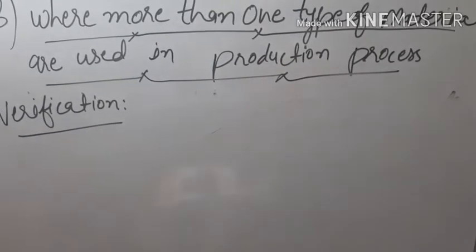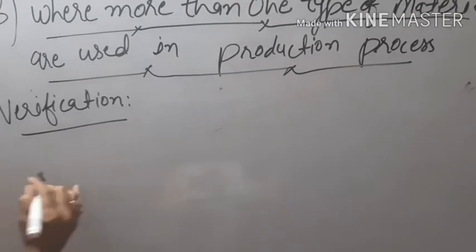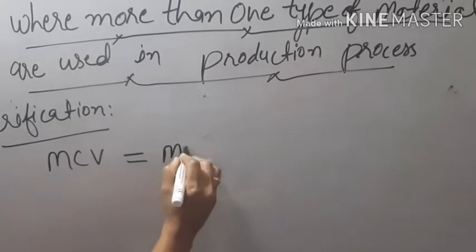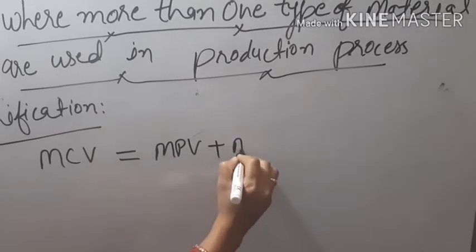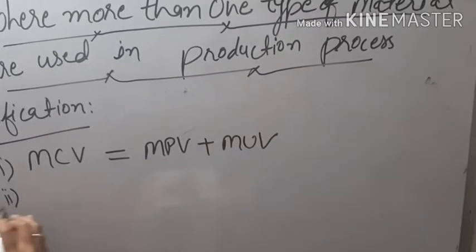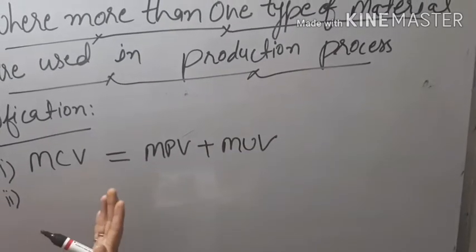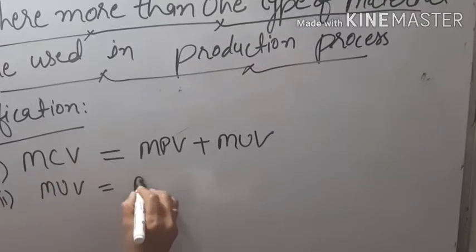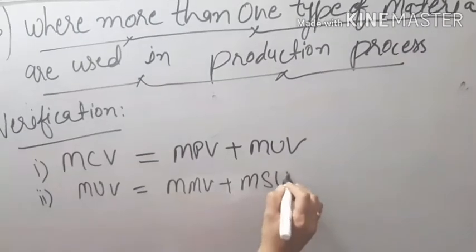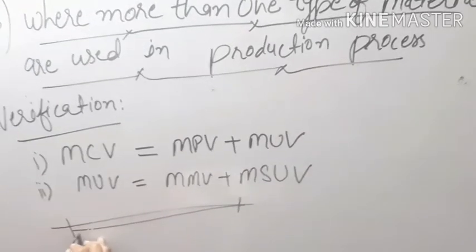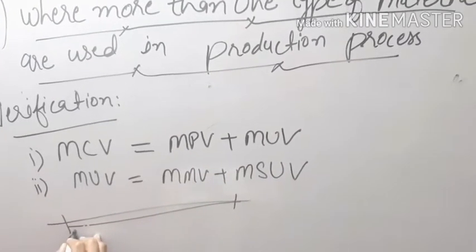Now the verification is, as we read before, MCV, material cost variance, equals material price variance plus material usage variance first, and now a second one is added on. Material usage variance is subdivided into two, so MUV will equal material mix variance plus material sub-usage variance. If these two equations are equal, then we know that our answers are correct.